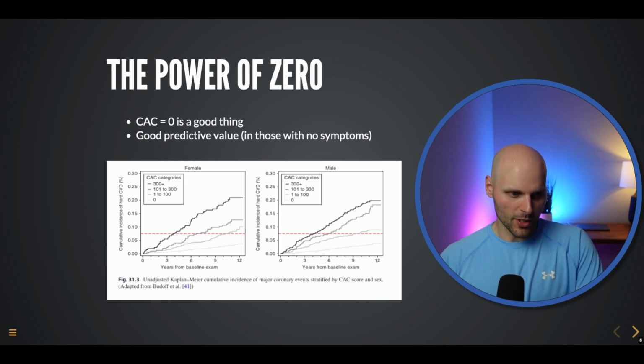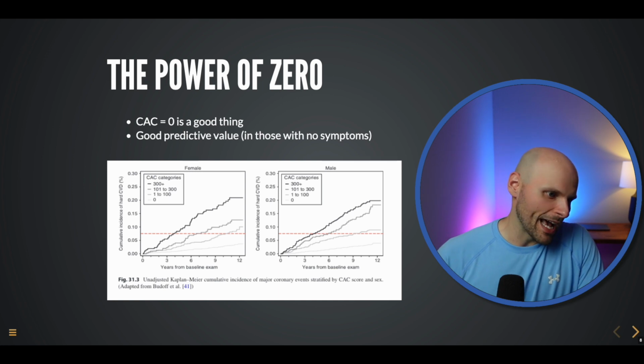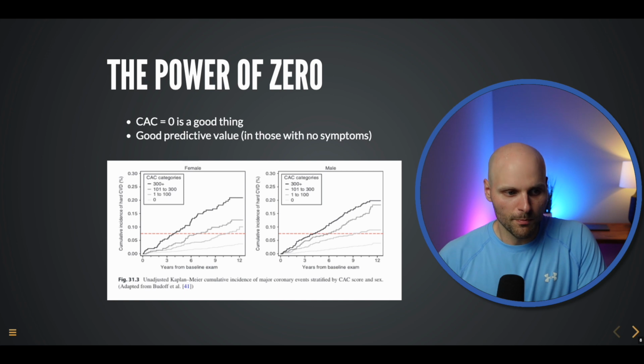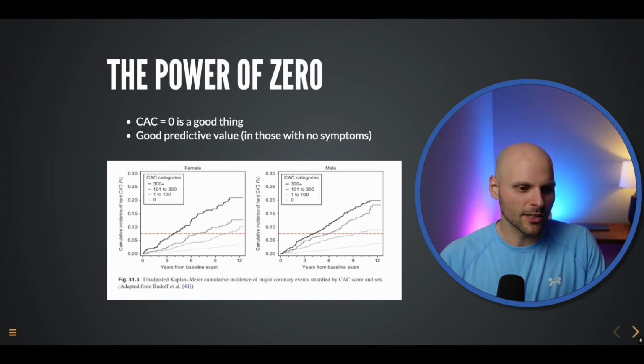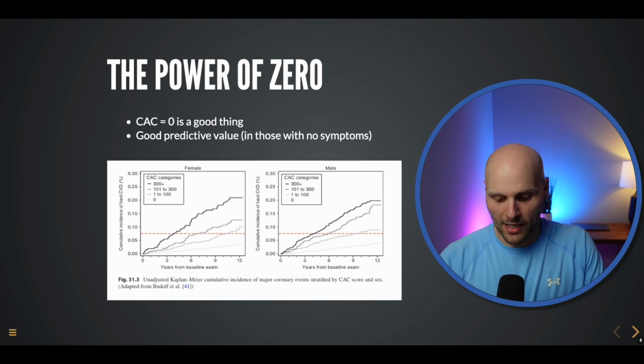So, CAC scores above 300. You can see that on the y-axis, showing cumulative incidence of cardiovascular disease, meaning if you have a higher CAC, you have a really, really higher risk of having cardiovascular disease. And so this is why we put so much weight into it and why it can be really helpful.